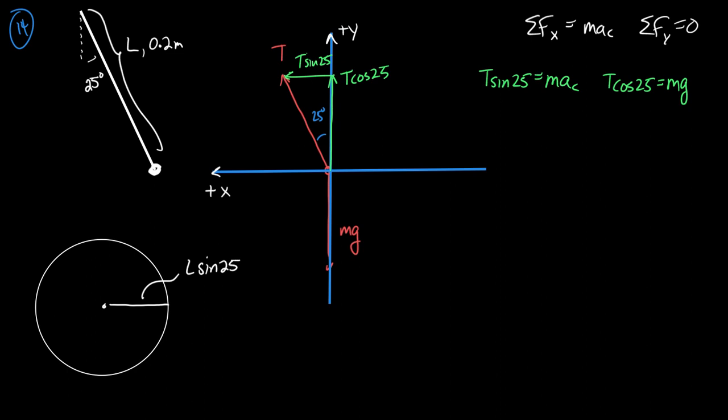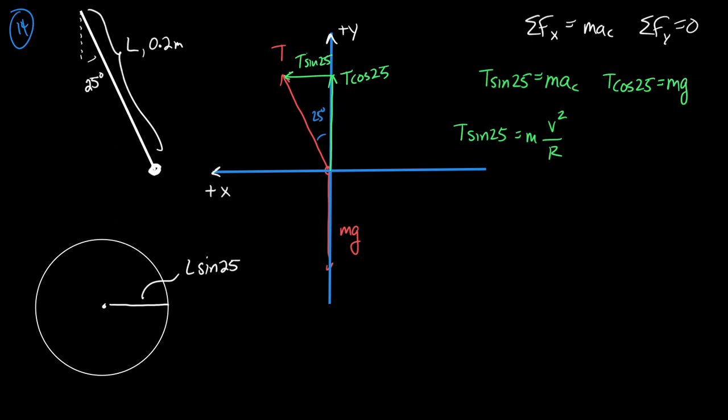There's a lot of directions I could go or order of events, but I want to remind you that T sine 25 equals mv squared over r. And we're interested in finding the velocity and the time for one revolution. So we want v. That's going to make the difference. So I want to isolate v.